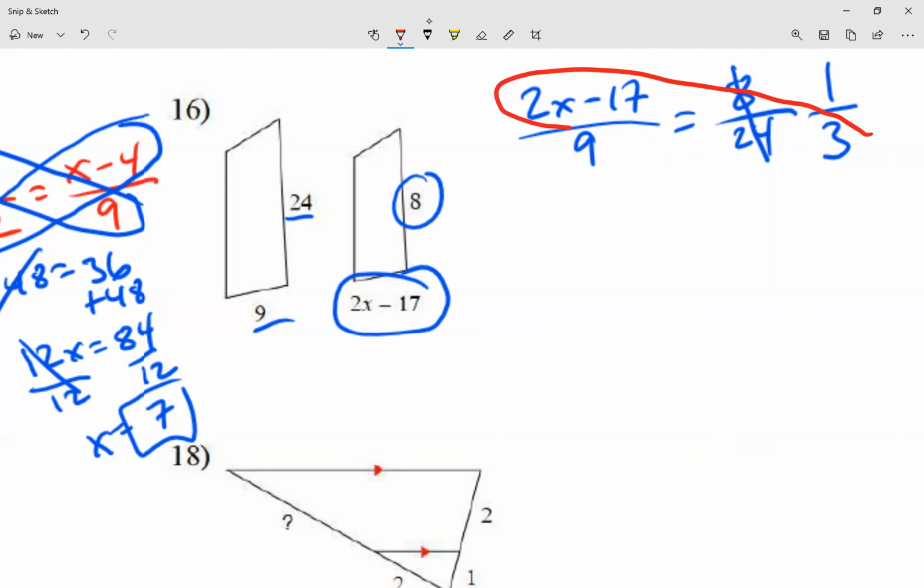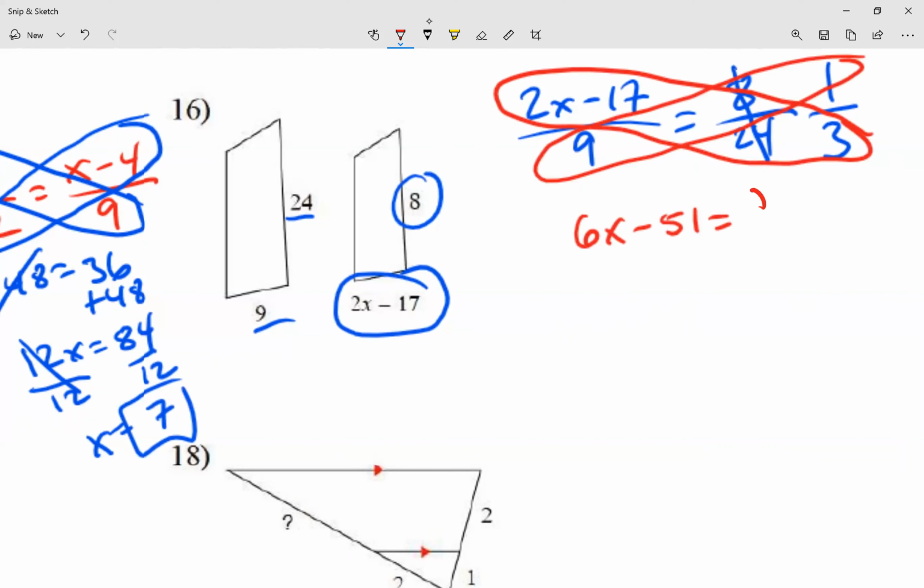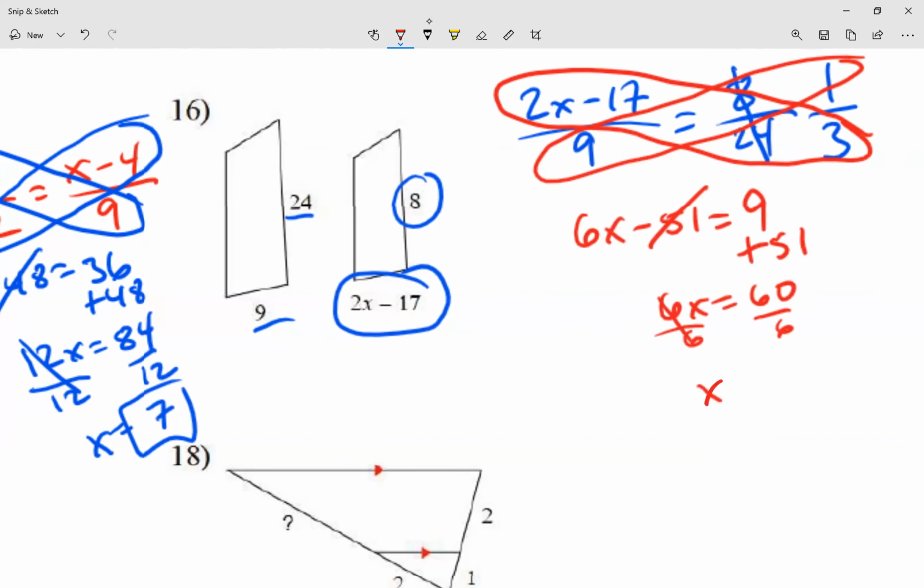Now, let me cross multiply this way. The 3, 3 times 2x and 3 times 17. That's going to give me 6x minus 51 equals 1 times 9, which is just 9. My minus 51, let me move it over as a plus 51. So that gives me that 6x equals 60. Divide by 6, x equals 10.